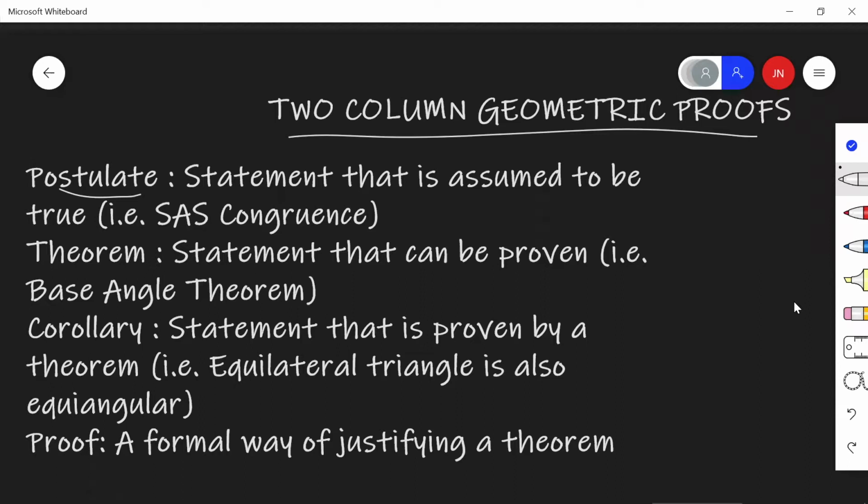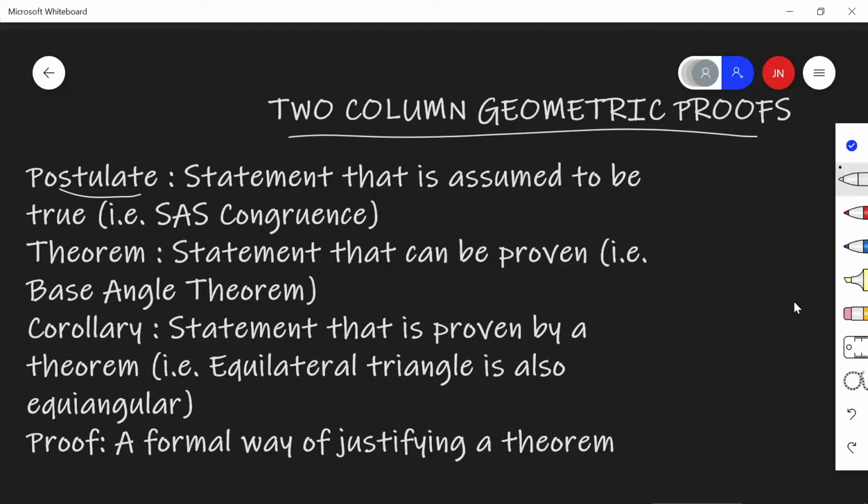For example, the SAS Congruence, which states that if you have two triangles with the same side lengths, and then the same angle, and then another side with the same length, that means that both those triangles are congruent with one another.